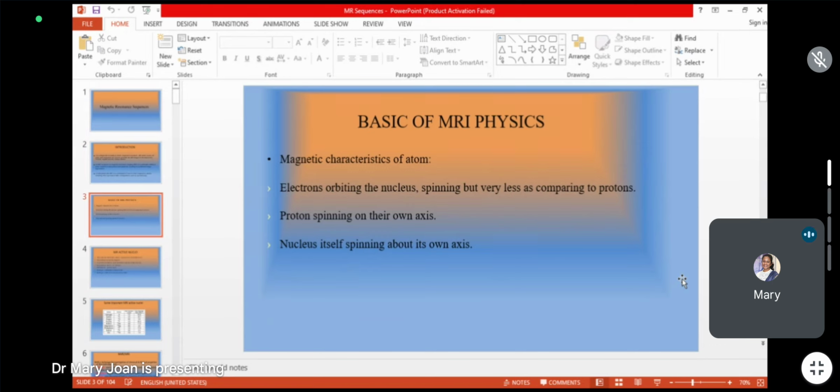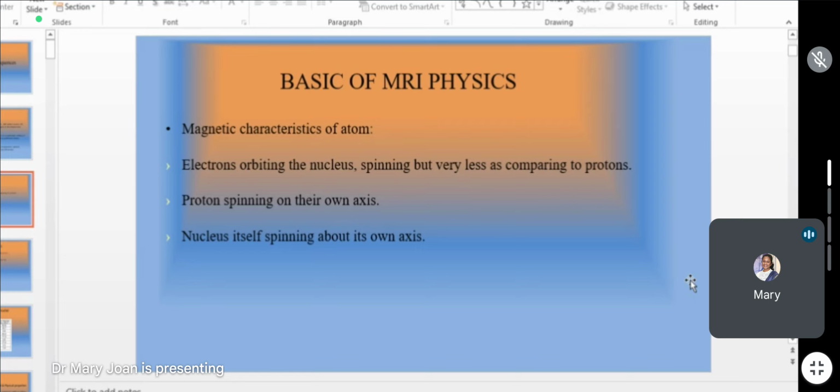The basic of MRI physics is the magnetic characteristic of an atom. There are electrons orbiting the nucleus, spinning, but very little compared to protons. Protons spin on their own axis, and the nucleus itself spins about its own axis. So we know that these are the motion characteristics of an atom. In an atom there are electrons in the orbitals and protons and neutrons in the nucleus. The electrons orbit around the nucleus and also spin, but very little in comparison to the protons. The protons spin on their own axis and the nucleus itself spins about its own axis. So these three particles, which are in different types of motion, we are taking advantage of these characteristics in forming an image.